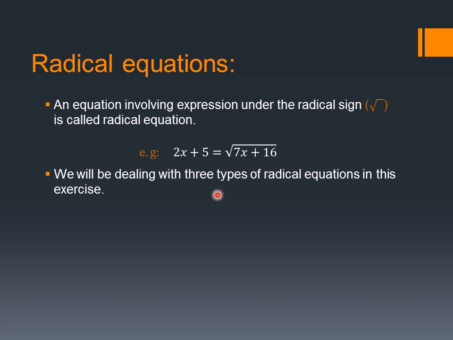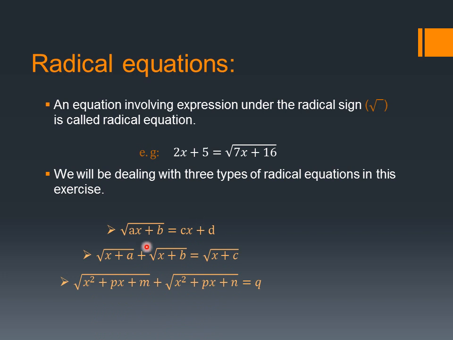We will be dealing with 3 types of radical equations in this exercise. The first type is where we will be having just one root, like the equation I have given in the example. The second type is where we will be dealing with 3 roots, and the third type is where we will be dealing with 2 roots, but we would be having square terms inside the roots, and the first 2 terms inside each root would be equal to each other or the same.